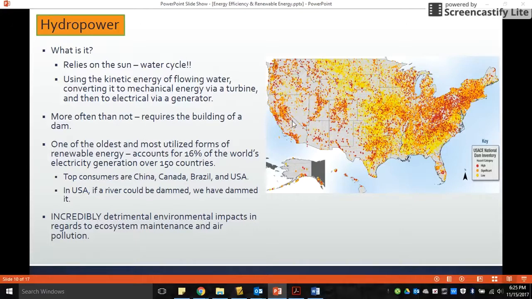So here is a map of the United States and all of our dams. Notice how we have a lot of red or high hazard dams in the eastern United States, and there are a ton of them in the western United States as well, and then we have more lower to significant hazards in the Midwest.